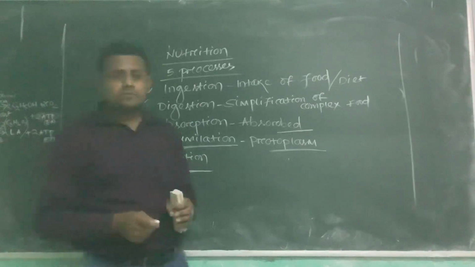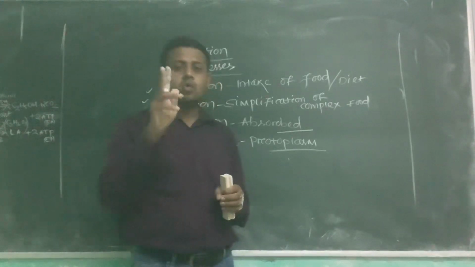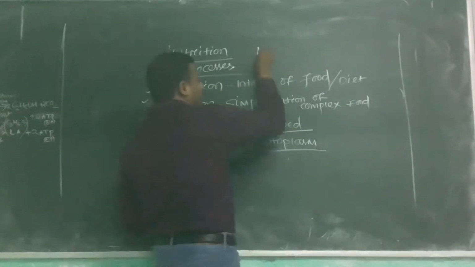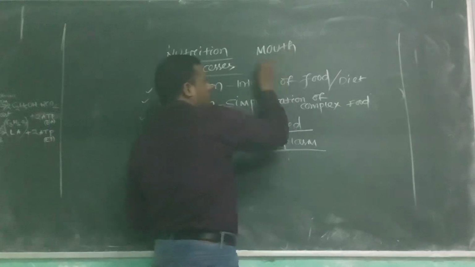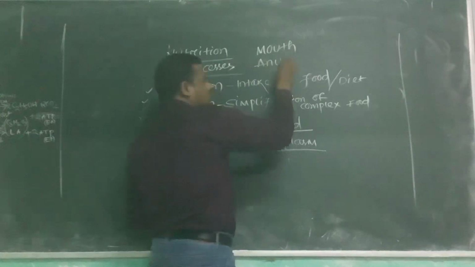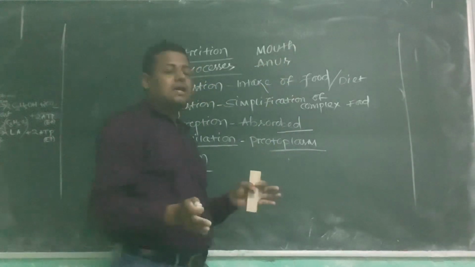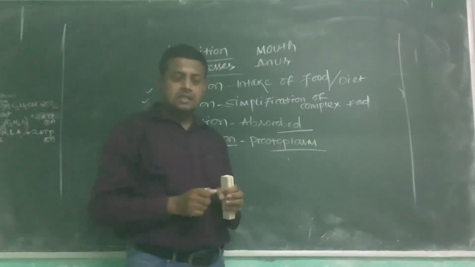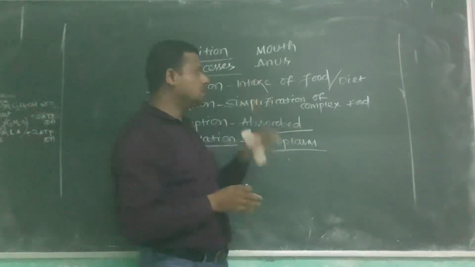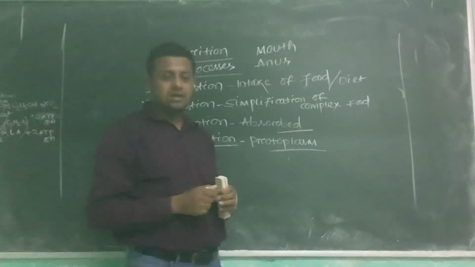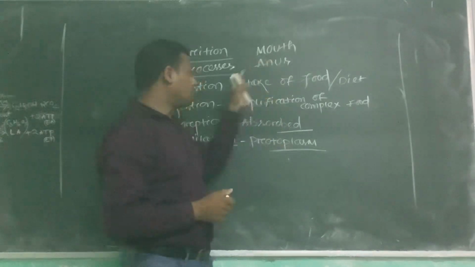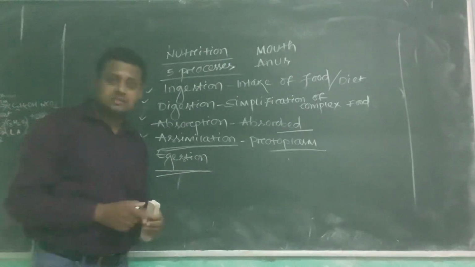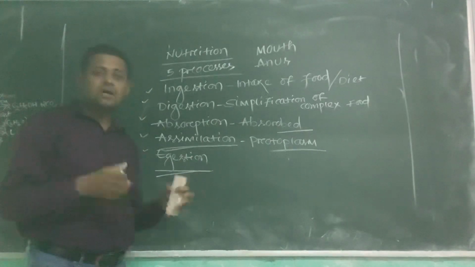We know the alimentary canal has 2 openings. One opening is called the mouth and another opening is called the anus. These 2 openings are separate openings, present at the opposite ends of the alimentary canal. Mouth is for ingestion of food and anus is for egestion of waste matters, that is, unwanted or undigested matters.